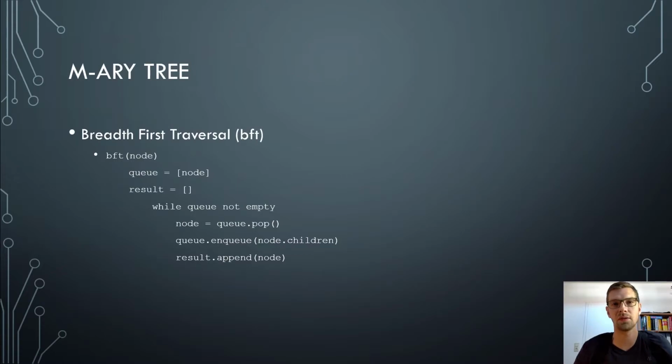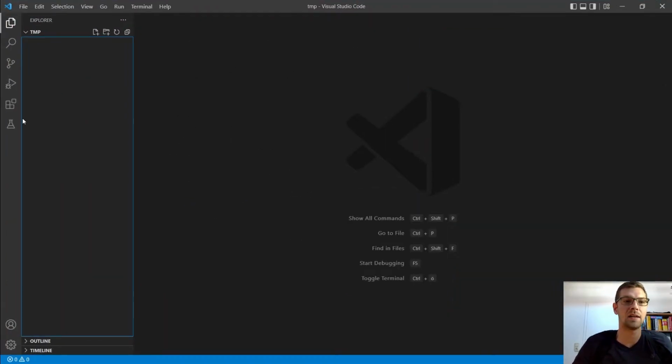So we basically run from the beginning. We have our root node, then the children of our root node, then the children of the first child of our root node, then the children of the second child of the root node, and so on. And we do that for all the nodes in our tree. Alright, so let's go ahead and implement that.